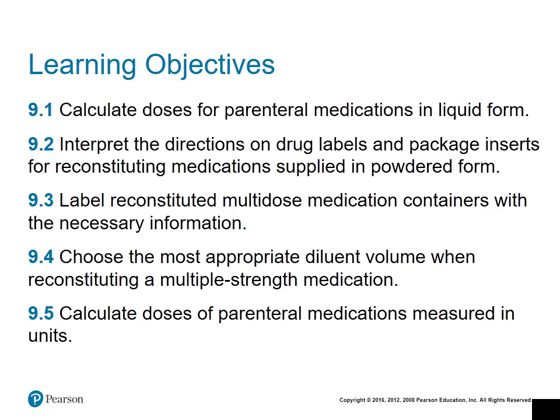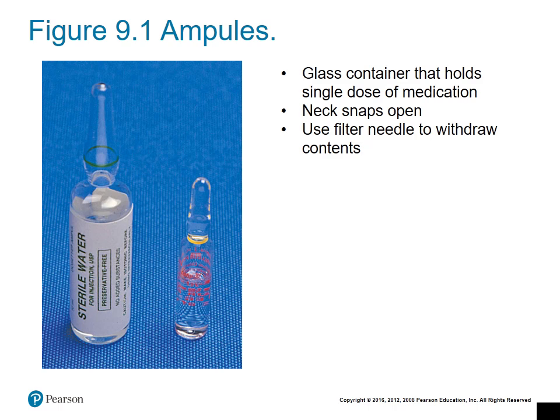And then we'll calculate doses of parenteral medication measured in units. We're going to use this objective for heparin, or a blood thinner. There's a lot of information in your book about heparin. I highly recommend that you read it, and I'll mention that again when we get to that slide.